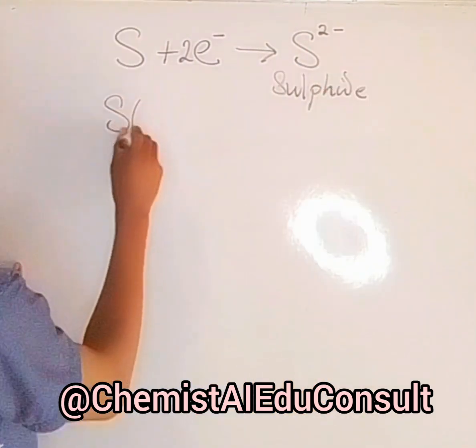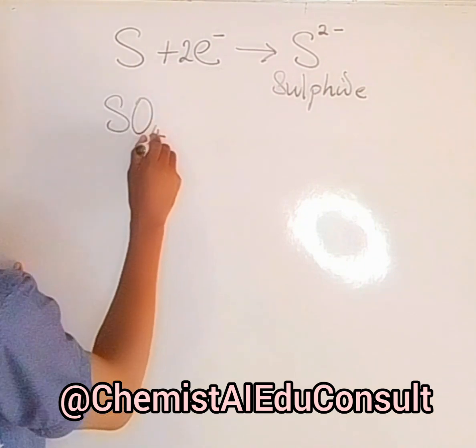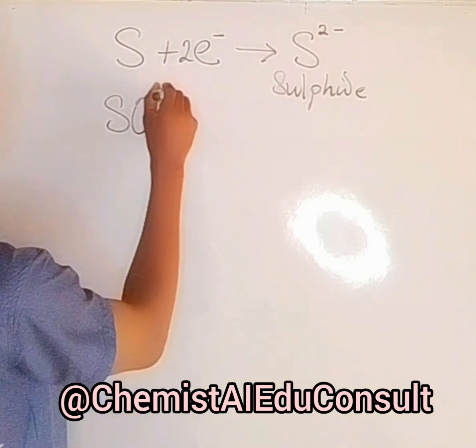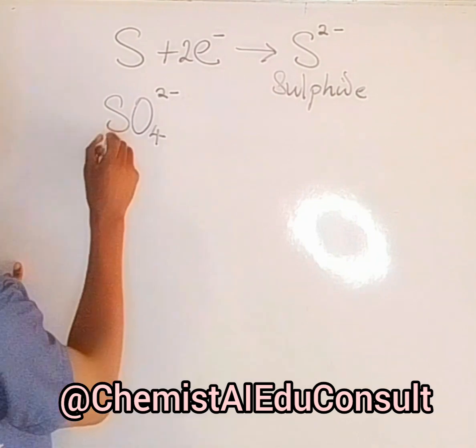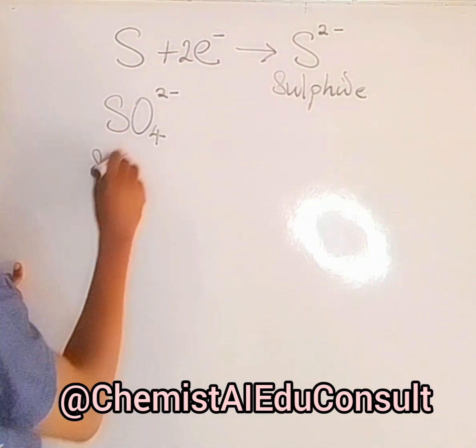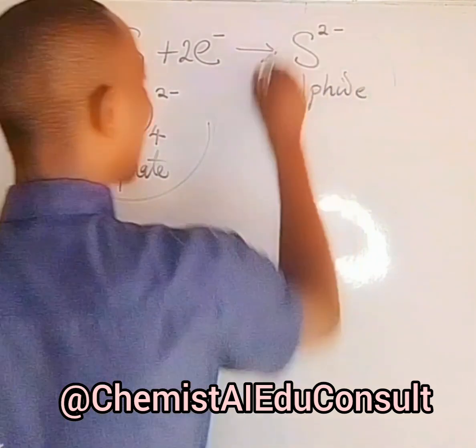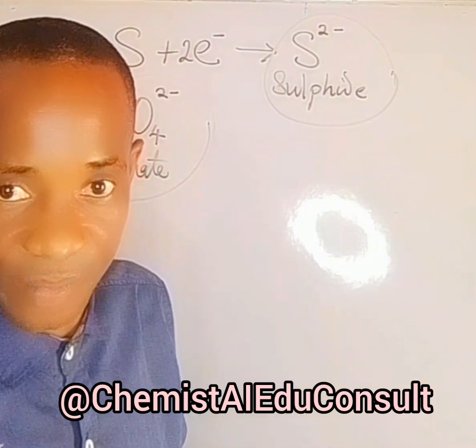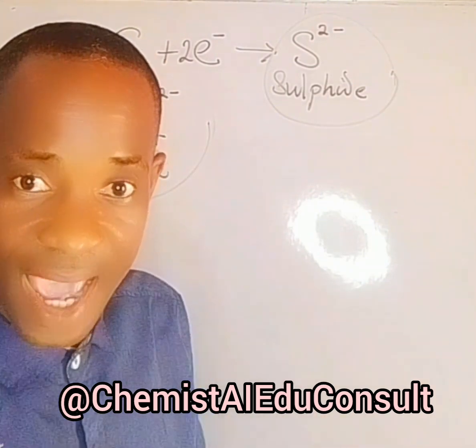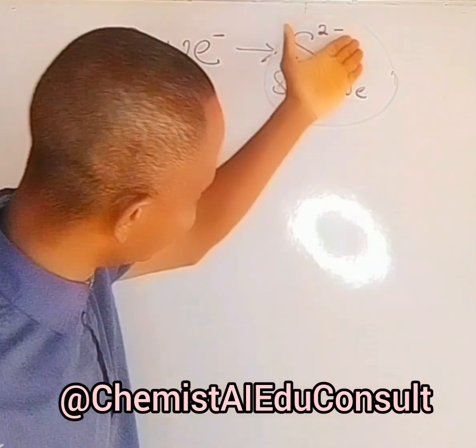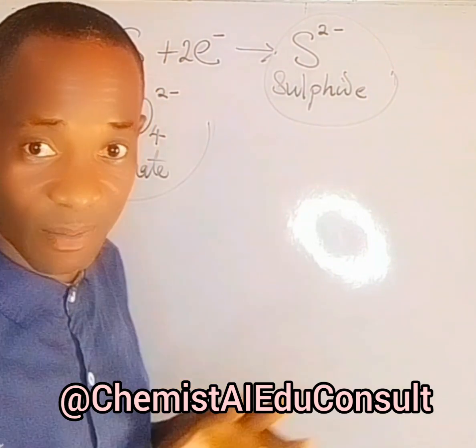When sulfur combines with 4 atoms of oxygen and has a net charge of 2-, you call this sulfate. Both sulfates and sulfides, any compound they form with other elements, bear the nomenclature sulfide and sulfate respectively.